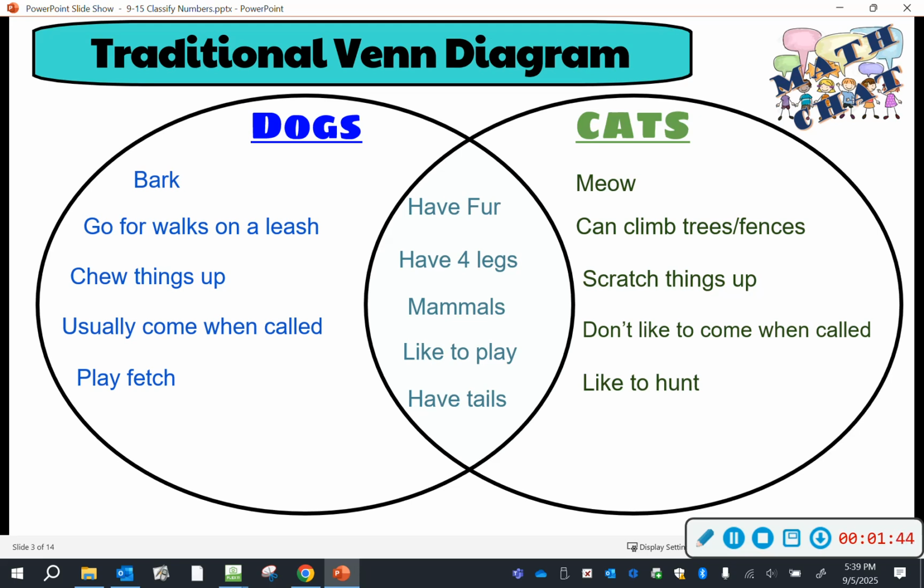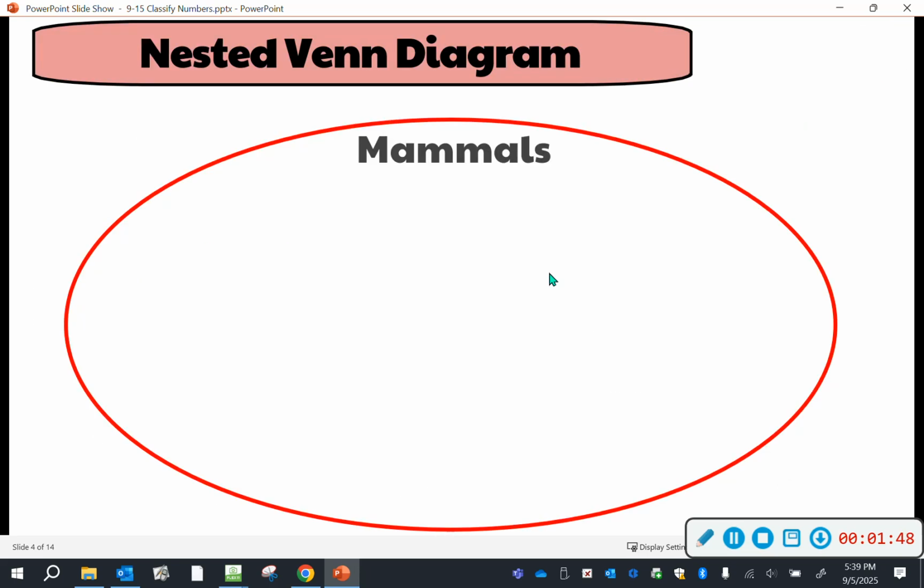Okay, now what I'm going to show you is like what's on your paper. But don't write this down. This isn't what we write. We're going to talk about a nested Venn diagram, like those Russian nesting dolls. First, we're going to start with mammals. Now think about all the mammals in the world. You got elephants, dogs, cats, horses, lemur monkeys, a sloth, a whale, a dolphin. I'm not sure what a platypus is, but I believe it's a mammal. So there's all these different mammals in the world.